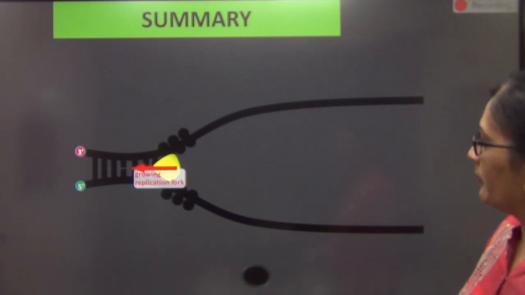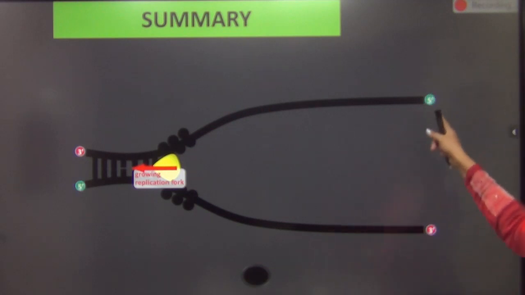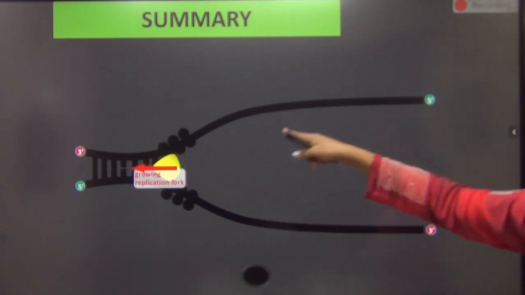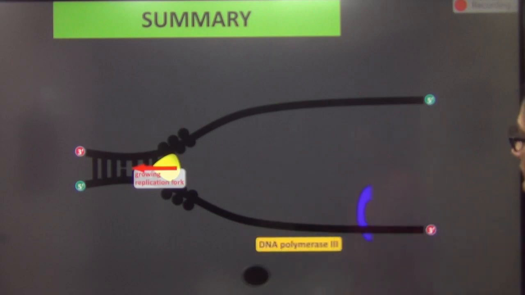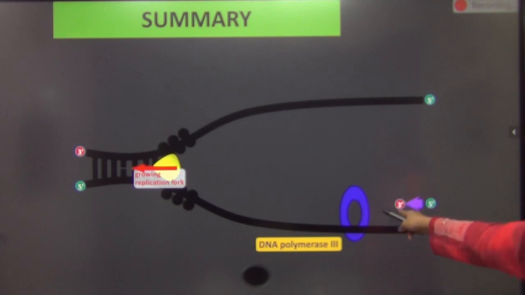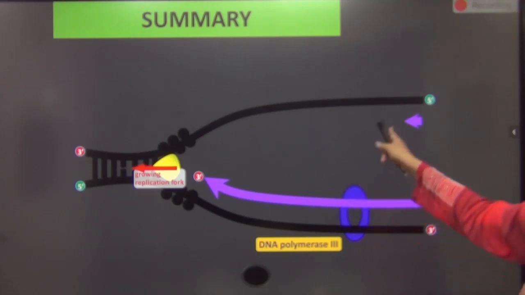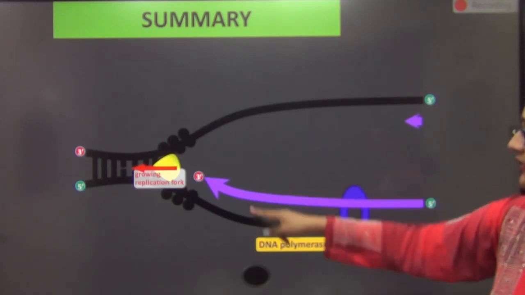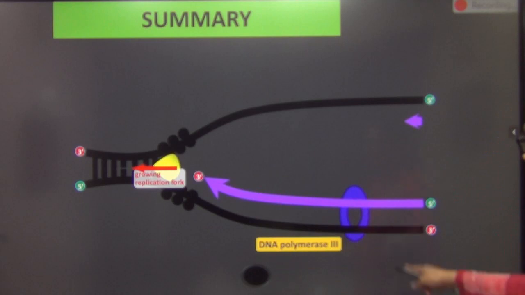Now we have the polarity. You can see one of them is 3' 5', the other is 5' 3'. Now the DNA polymerase will come into action. This DNA polymerase will help in polymerization only in the 5' 3' direction, as you can see. So it will polymerize only in this direction. So what will happen is, in this strand, the DNA will be formed in a continuous manner.